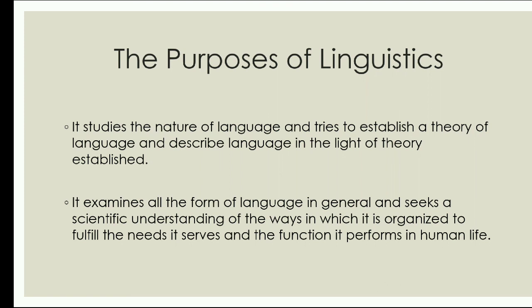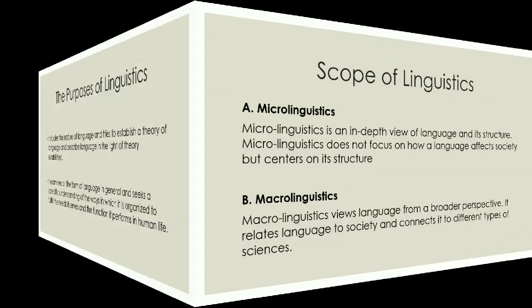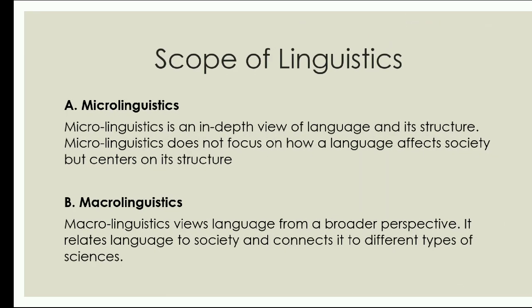The other important thing to know when we talk about linguistics is the scope of linguistics. The experts divided it into two. A. Microlinguistics. Microlinguistics is an in-depth view of language and its structure. Microlinguistics does not focus on how a language affects society, but centers on its structure.